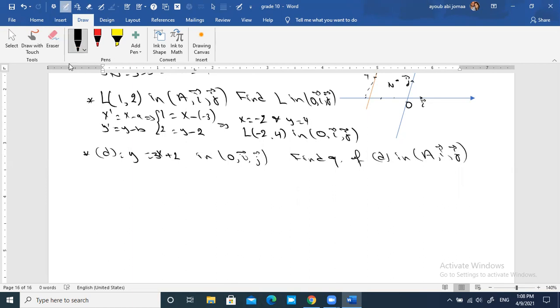So you have the line of equation y equal 3x plus 2. I need to find the equation of this line in the new system.